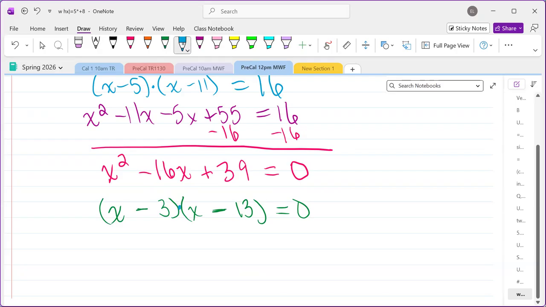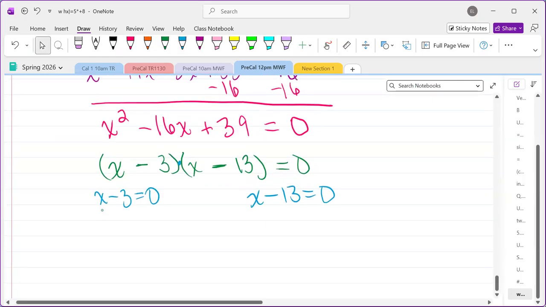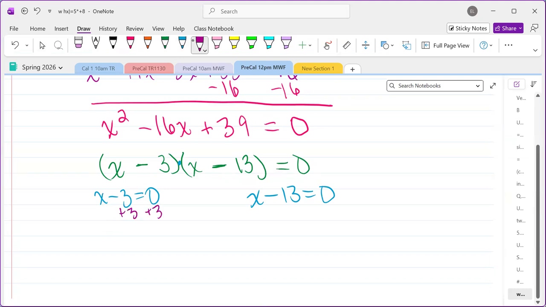Now that I have a product equal to 0, the only way two things being multiplied equals 0 is if one of the two things being multiplied is 0. So either x minus 3 equals 0, or x minus 13 equals 0. And then I solve: I add the 3, so I have x equals 3. And I add the 13. So I have two solutions.